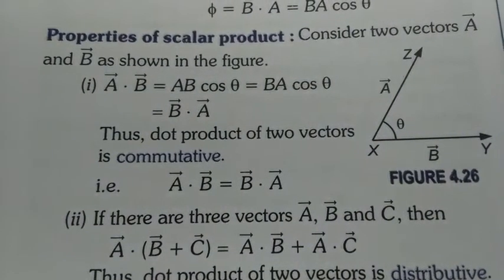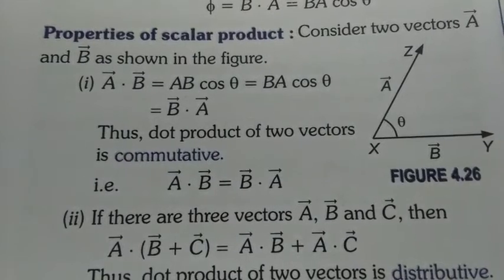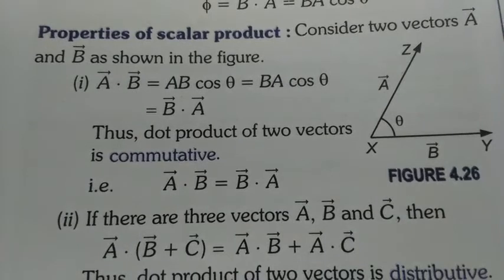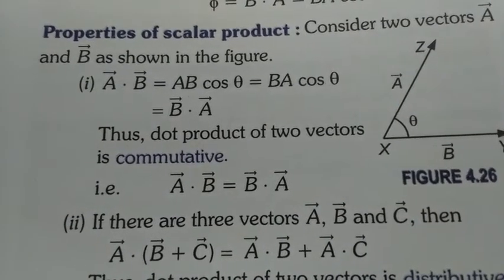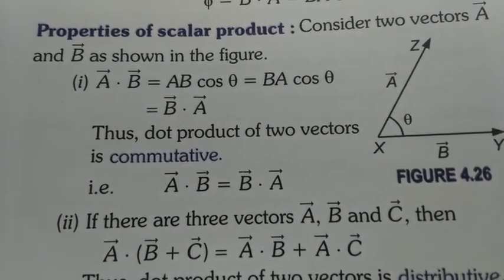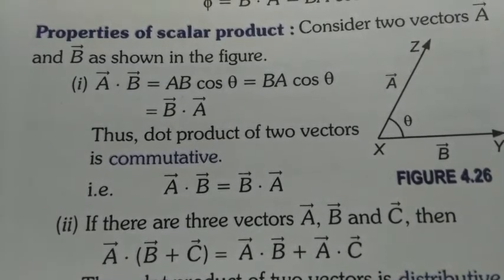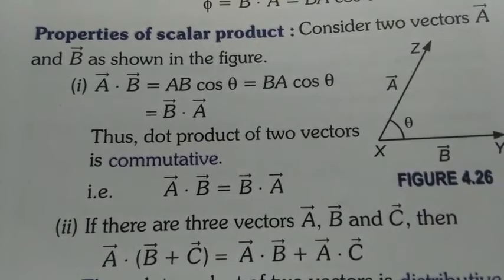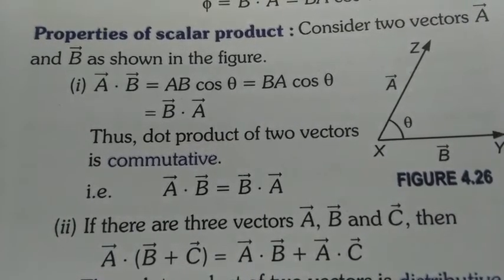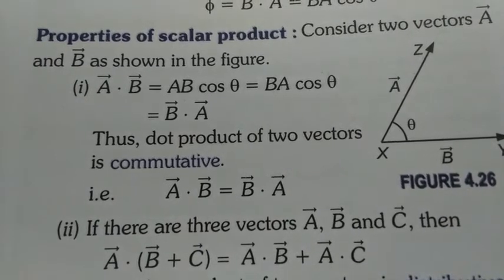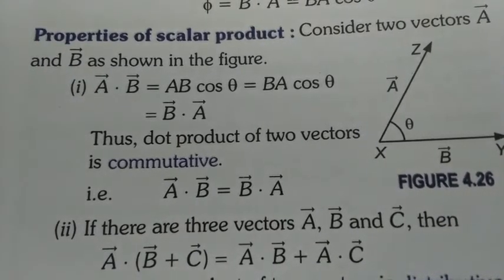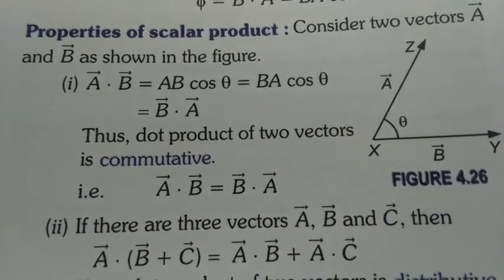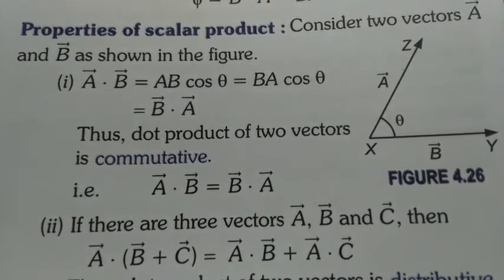So consider that two vectors are there, vector A and vector B, as they are shown in the figure, and the angle between them is theta. So first, A dot B equals AB cos theta, or it can also be written as BA cos theta, that means B dot A. So from here we can see that dot product or the scalar product is commutative. Whether you find out the value of A dot B or B dot A, the answer will be the same.